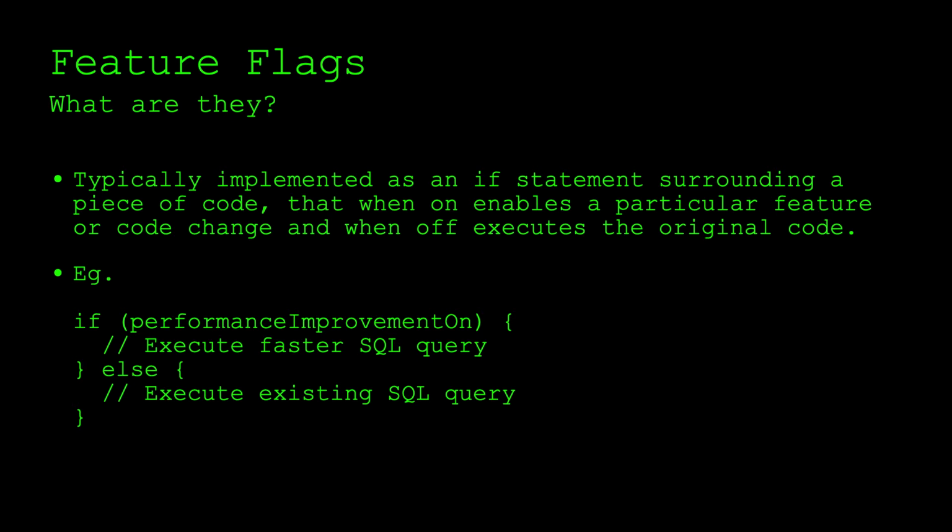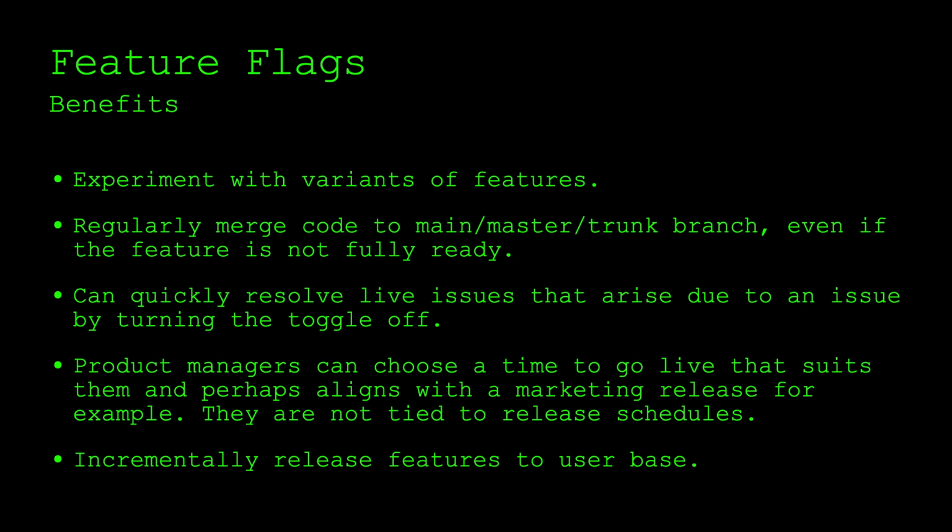Say it's for performance, I might go if performance improvement is on, where that boolean would come from whatever feature toggle management system I'm using. And then from there, if it was on, I'd execute my performance improvement, and if not, I'd execute the existing SQL query. So this leads me on to what the benefits of a feature flag are.